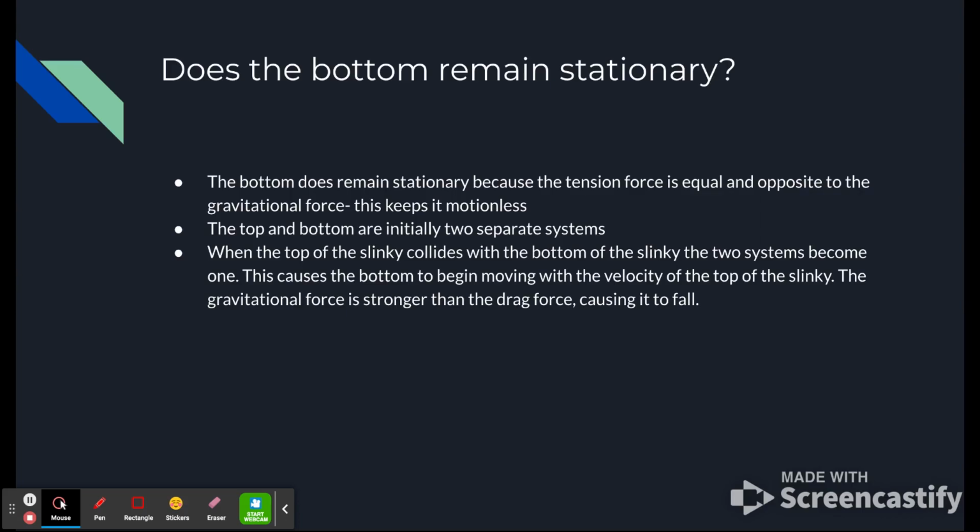To answer the question of whether the bottom remains stationary, yes, it does, because the tension force is equal and opposite to the gravitational force, which keeps it motionless. The top and the bottom of the slinky are initially 2 separate systems. When the slinky is falling and the top of the slinky collides with the bottom of the slinky, the 2 systems become one. That is what causes the bottom to begin moving with the velocity of the top of the slinky.